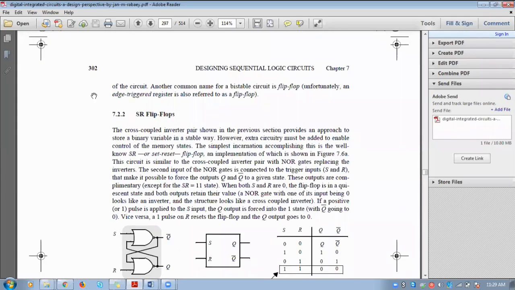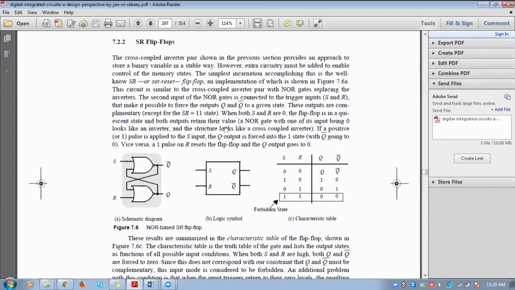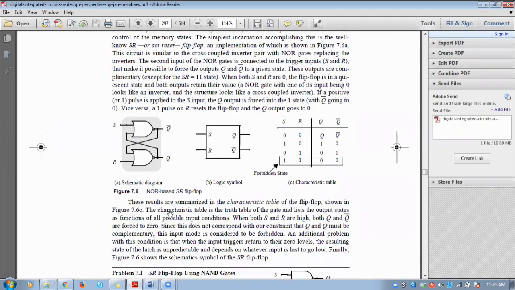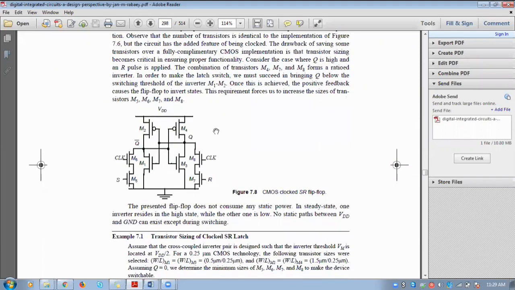Initially we are starting with the design of the SR flip-flop. This is the normal logic symbol of the SR flip-flop. We have two inputs, S and R. Depending on the clock, we have the equation S plus R bar Q, and based on that the SR flip-flop works. This is the normal CMOS clocked SR flip-flop. This implementation is very simple.